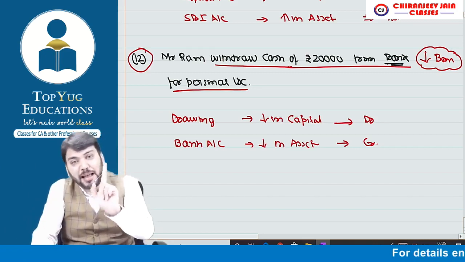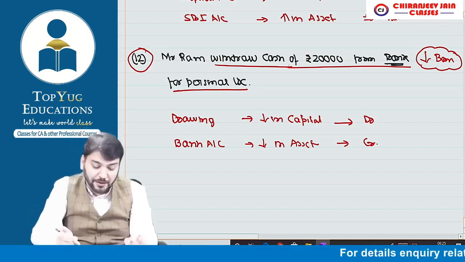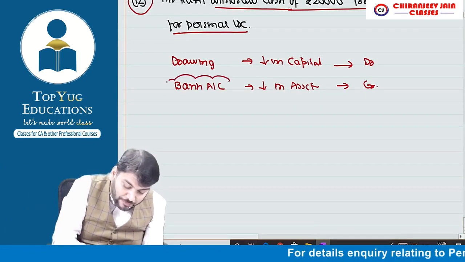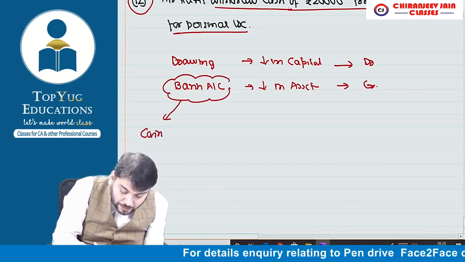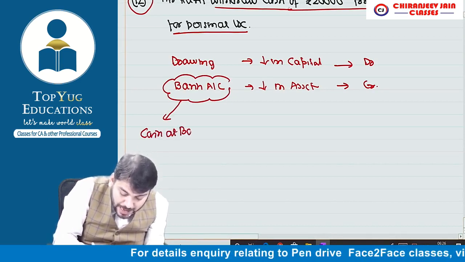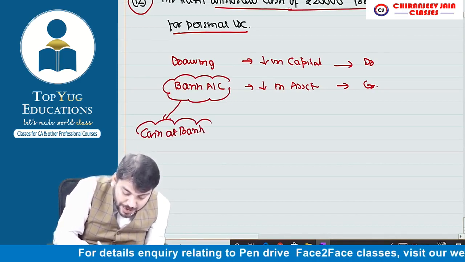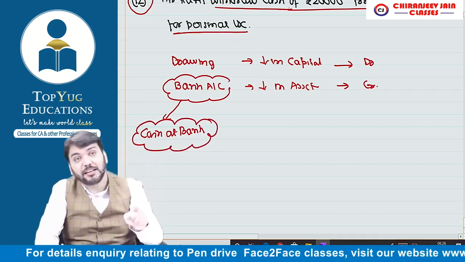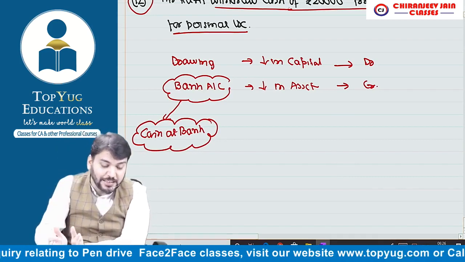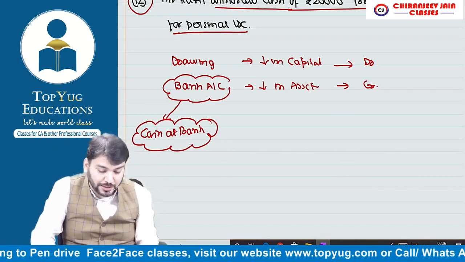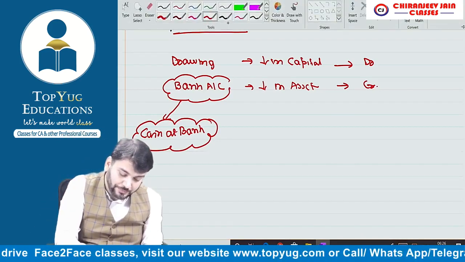So whenever I am saying bank account, that is cash at bank. When I am saying bank account, it represents cash at bank. So cash at bank has decreased. For cash at bank, we will use bank account, that is a decrease in asset. Understood? Correct? Yes, sir. Clear.